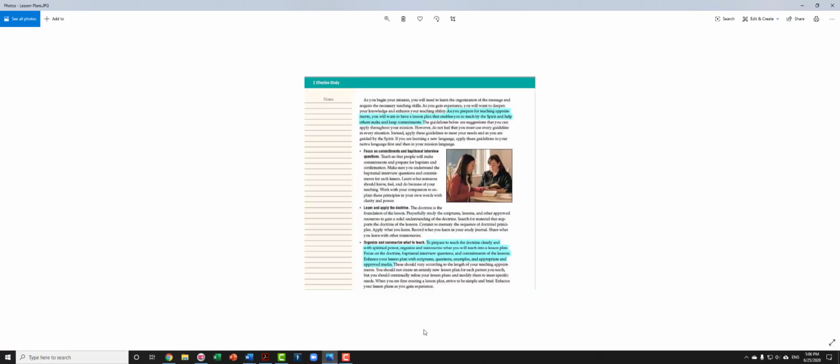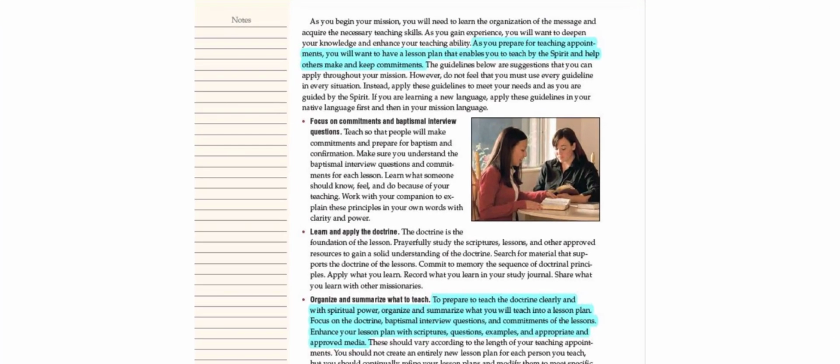Take a look at this statement from Preach My Gospel. On page 20 of Preach My Gospel, it explains that as you prepare for teaching appointments, you'll want to have a lesson plan that enables you to teach by the Spirit and help others make and keep commitments. Go down towards the bottom. Organize and summarize what you teach. To prepare to teach doctrines clearly with spiritual power, organize and summarize what you will teach into a lesson plan. Focus on the doctrines, baptismal interview questions, commitments of the lessons. Enhance your lesson plans with scriptures, questions, examples, and appropriate and approved media.